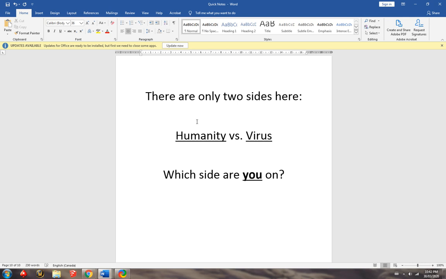So we decide which side we're on, we decide which role we'll play, we keep ourselves safe, and we watch out for one another. And kindness is something that we all need right now.